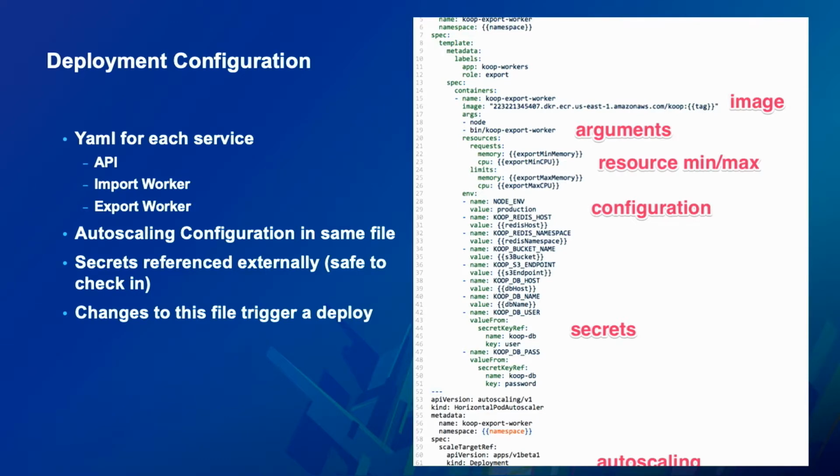This one, it's kind of small to see, but this one is actually the kube export worker. So the arguments are node bin/kube export worker. Right? So same Docker file, different command. And then there are different resource requests. So what is the CPU minimum, CPU maximum? The application will not even be scheduled to be run if the minimum resources are not met.